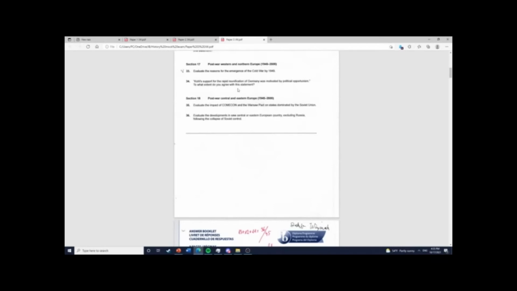The only difference it's going to make is that you're not going to write that one sentence which says, I agree to this extent, or I disagree to this extent. You're just going to avoid that. You're just going to have that discussion. And this could also be rephrased as: evaluate, analyze the impact of Kohl's support for the rapid reunification of Germany. Evaluate the impact of political opportunism on Kohl's support for the rapid reunification of Germany. Stuff like that. You can rephrase it. At the end of the day, you are still answering the same question.